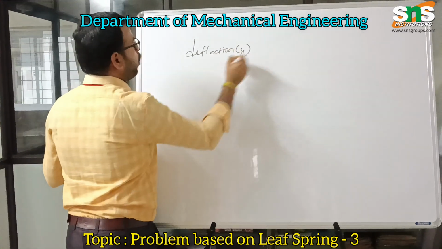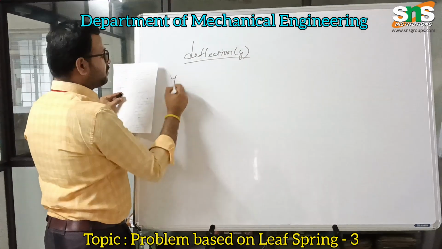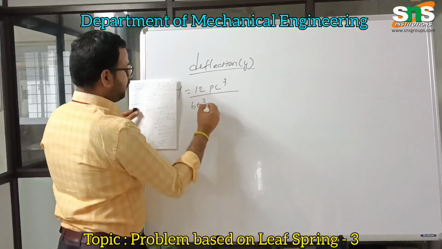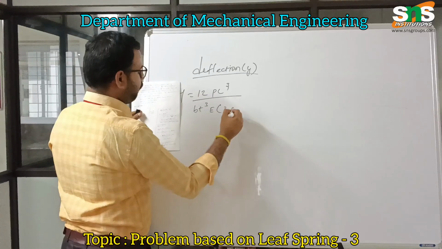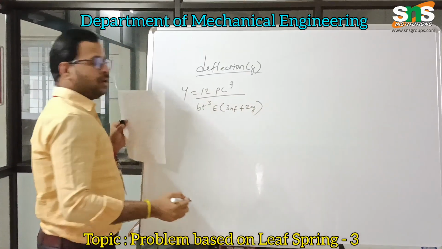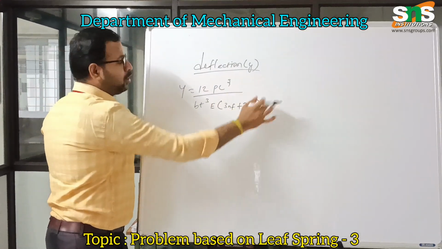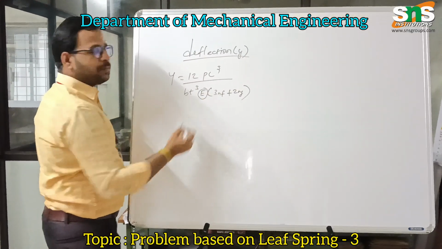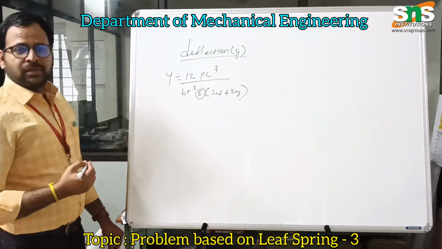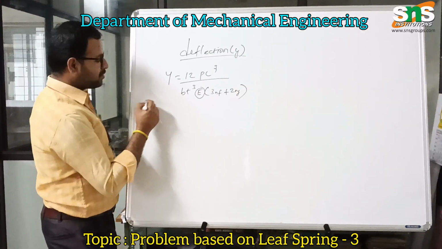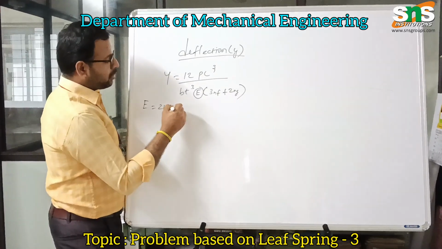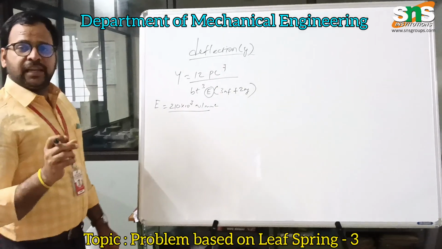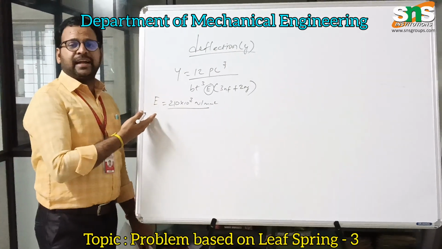Deflection is denoted by y. So the formula begins: y is equal to 12 PL cube divided by B T cube E into 3 NF plus 2 NG. In this formula we have load, length, breadth, thickness, and E is Young's modulus. In a particular problem it will not be given, so we can directly assume Young's modulus is equal to 210 into 10 to the power of 3 Newton per mm squared for the suitable material. We can assume it with the help of the PSG standard data book.